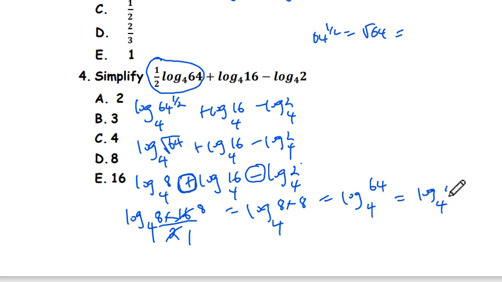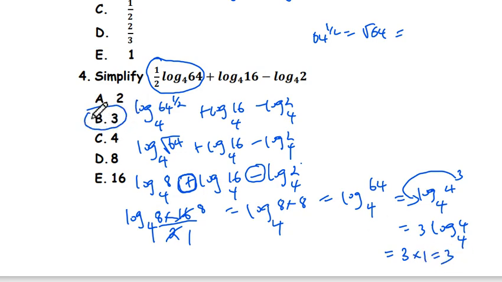64 is the same as 4 raised to power 3. So this is the same as 3. Bring 3, use 3 to multiply this: 3 log 4 base 4. Logarithm to its own base is 1. That's 3 times 1, that's 3. That's B here. Option B.